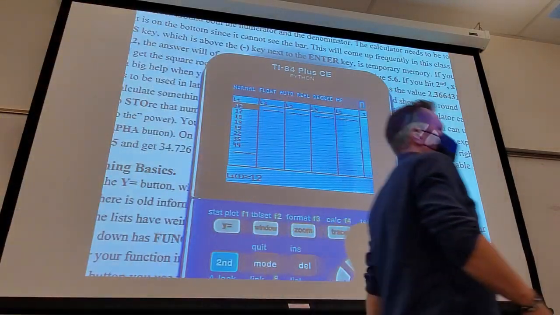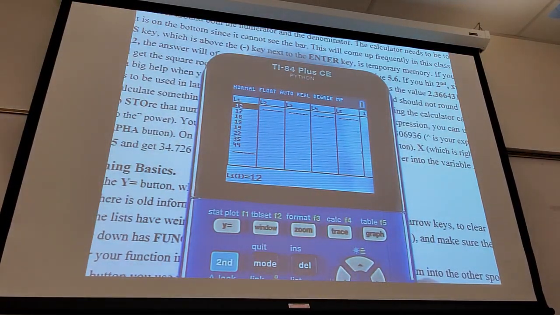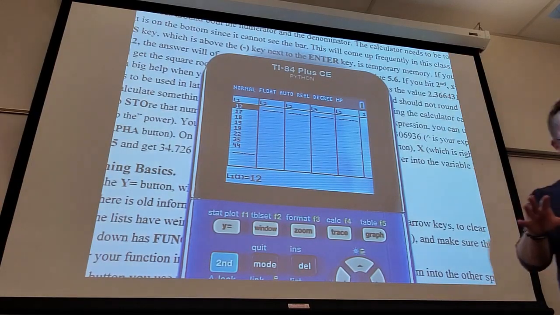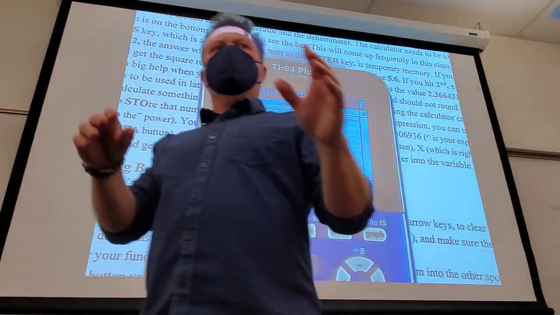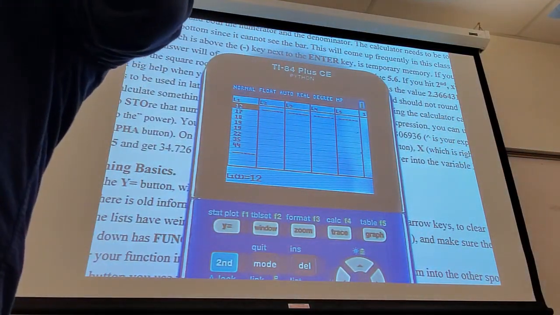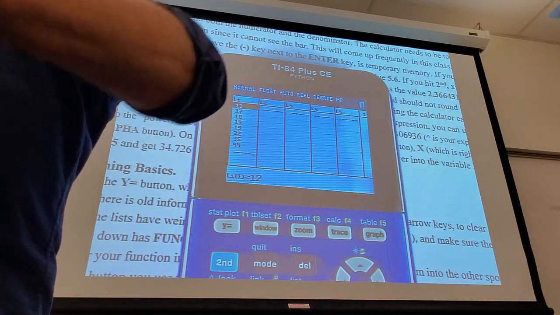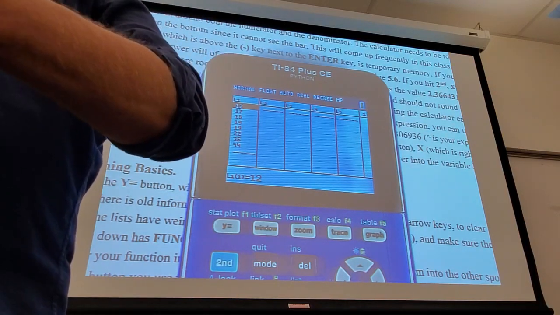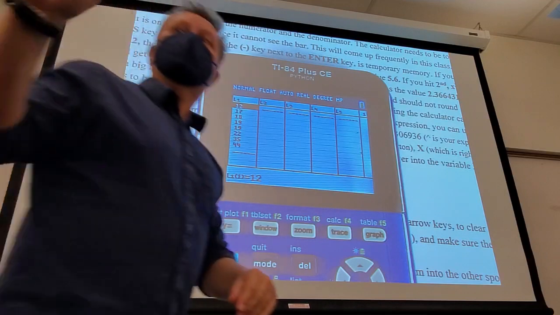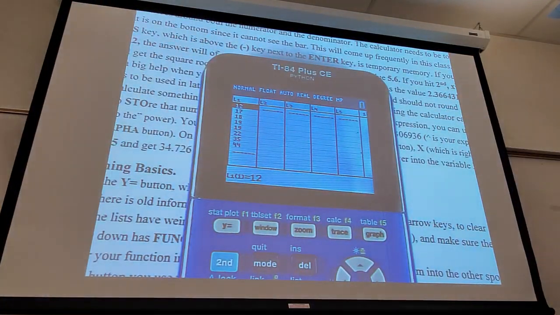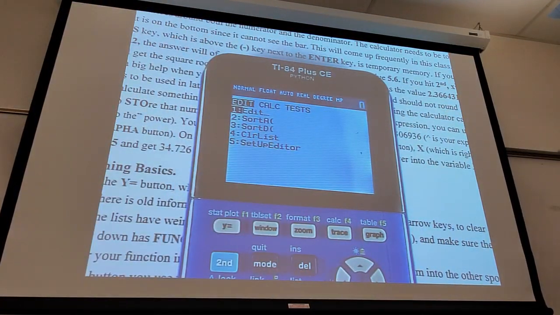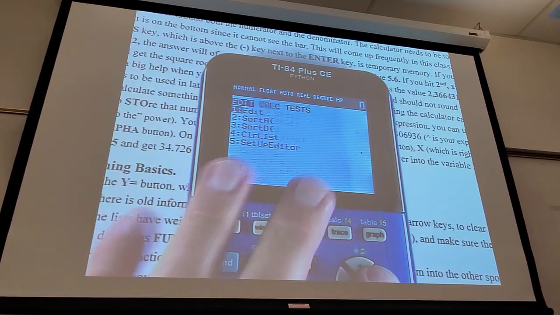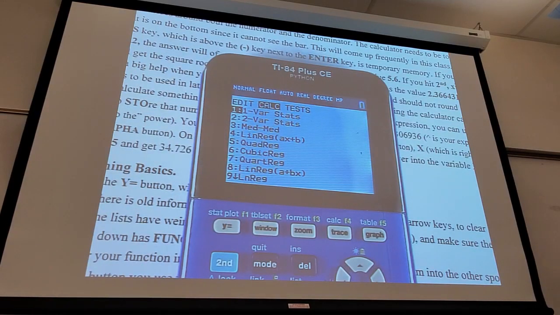Right? So watch this. Now, you know, this calculator costs a lot of money. Yes? You better be able to do a lot of stuff. So I want it to calculate some basic statistics on this data I put in. So if I go to stat, again, I want it to calculate something.